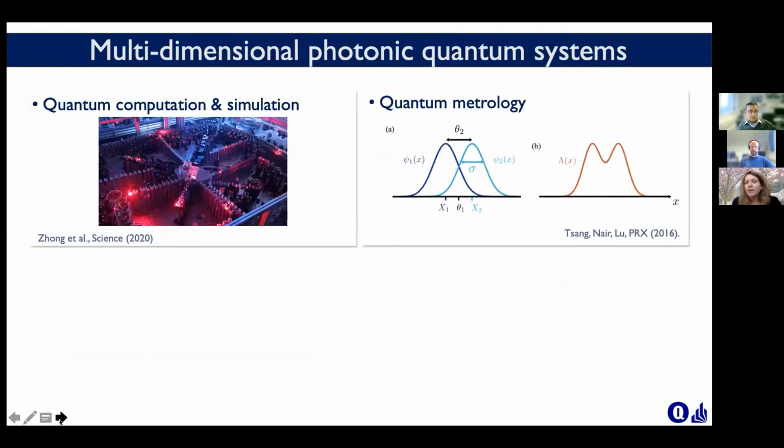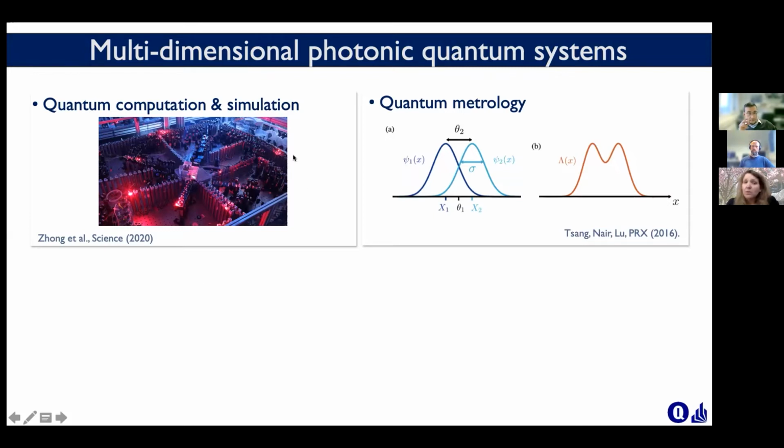At the same time, I'm a photonics person, and the second motivation is that photonic systems are great. I do love them because they're extremely clean. What's more difficult, though, is to go multidimensional. What I mean by multidimensional is really to have large systems. This complex system was one thing which I showed you already.